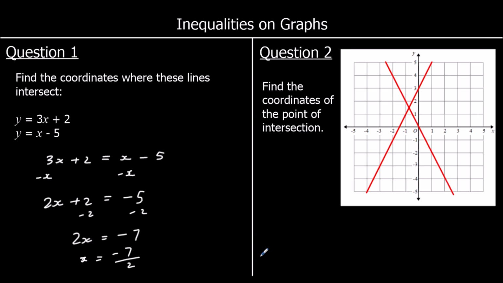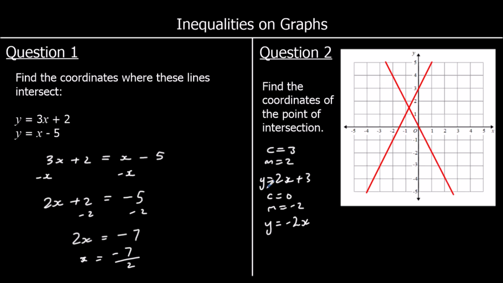And question 2, find the coordinates of the point of intersection. So we need to find the equations of the lines first. So we've got a line with a y-intercept of 3 and a gradient of 2. So for every 1 it goes across, it goes up 2. So it's y equals 2x plus 3. And the other line has got a y-intercept at 0 and a gradient of negative 2. Every 1 it goes across, it goes down 2. So that means it's y equals negative 2x.